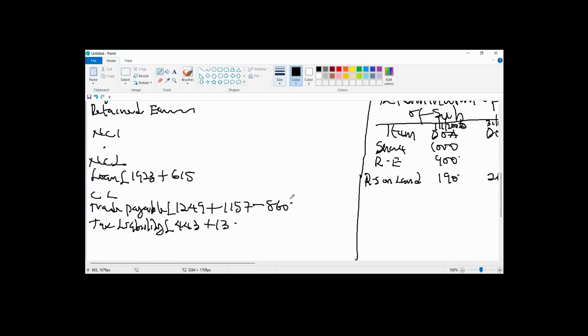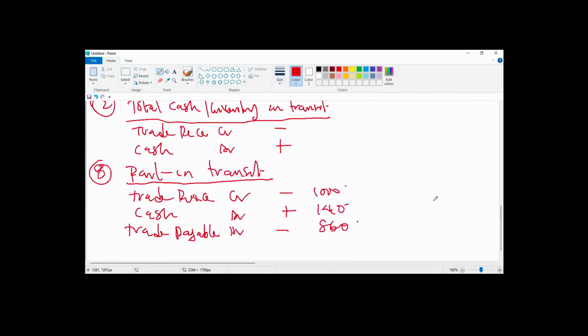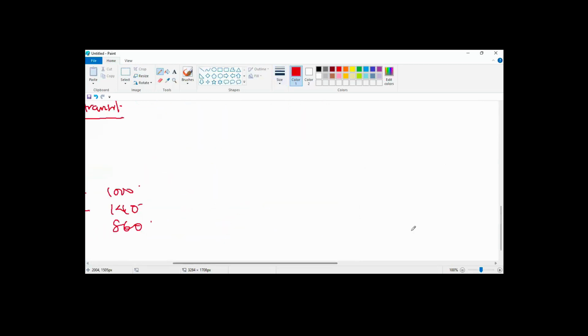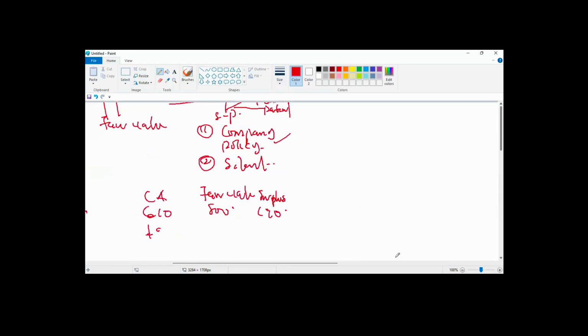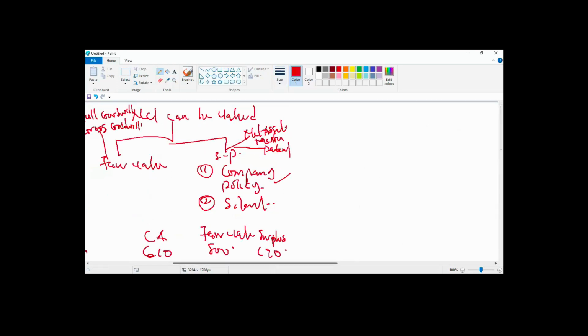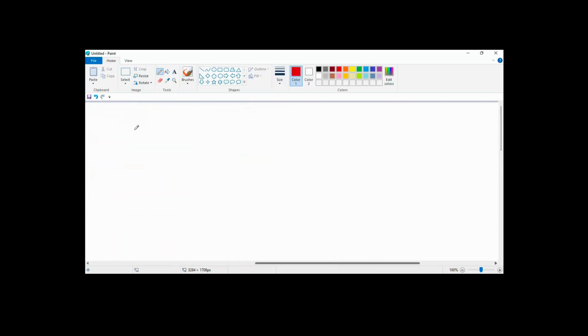Next one. During the year, Super Cup sold inventory to Super Group. Oh, unrealized profit on inventory. How do I know? Immediately you are reading it. So the next adjustment in this class, please take note of the adjustment and how it comes. Look at it: unrealized profits on inventory.